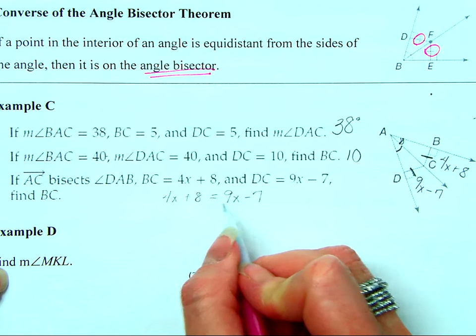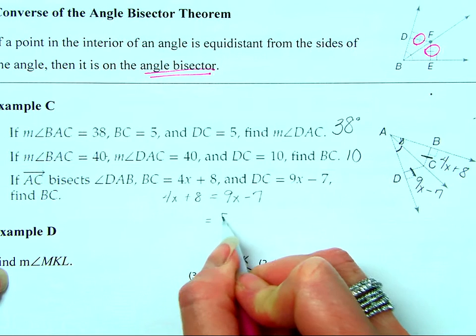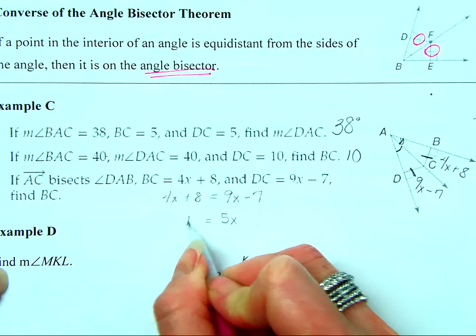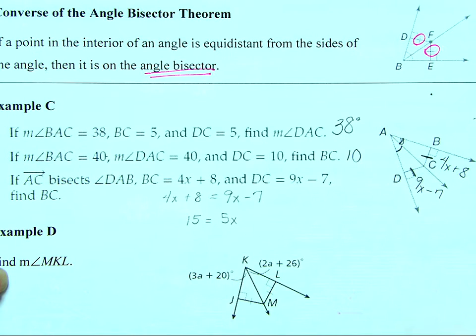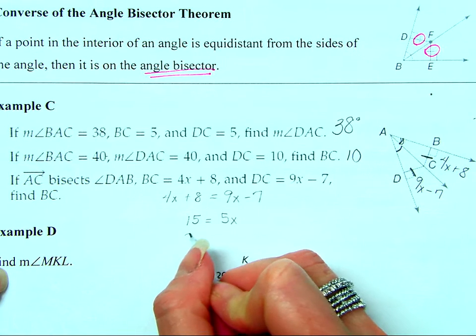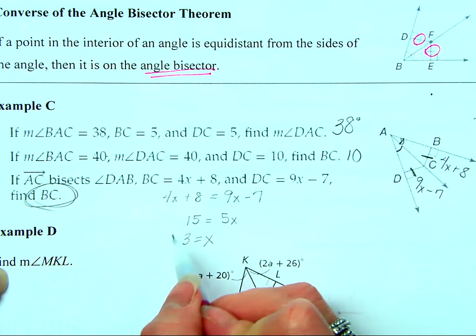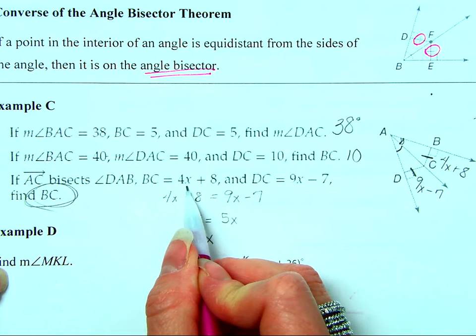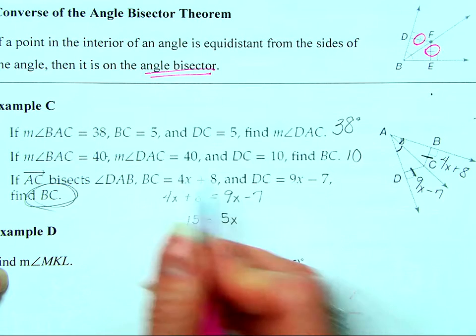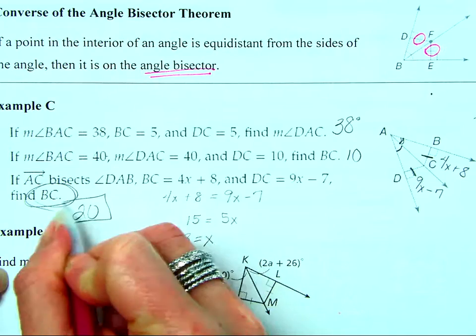We're going to get our x's on one side, our numbers on the other, divide both sides by 5, and we would find out that x is 3. Now again, they don't want to know what the value for x is, they want to know the value for BC. We would plug that in, 4 times 3 plus 8, and we would find out that BC is 20.